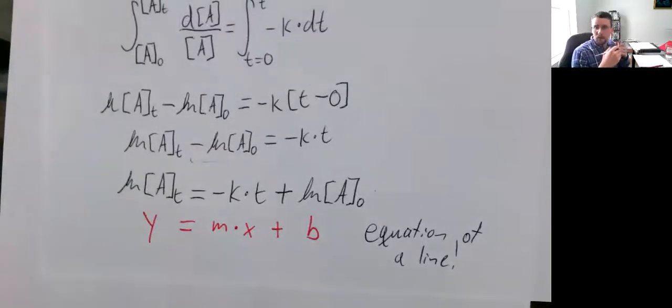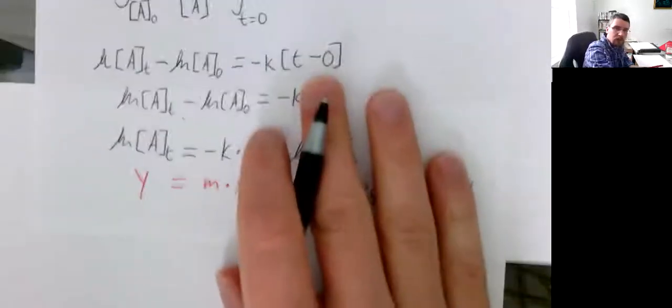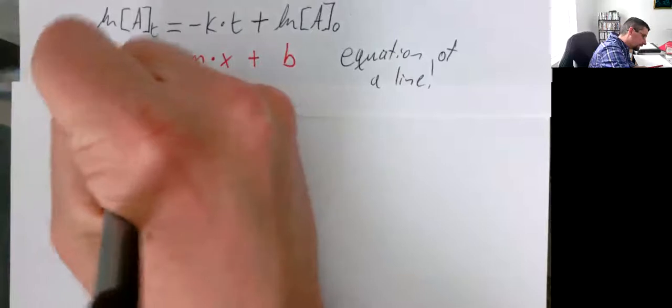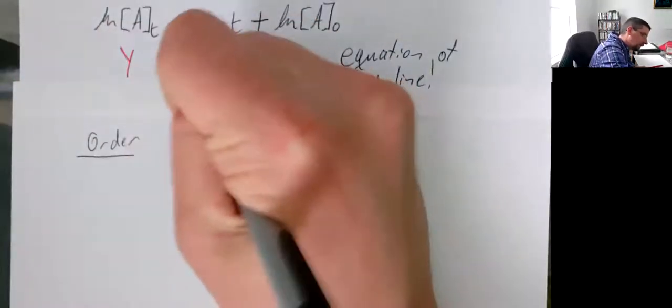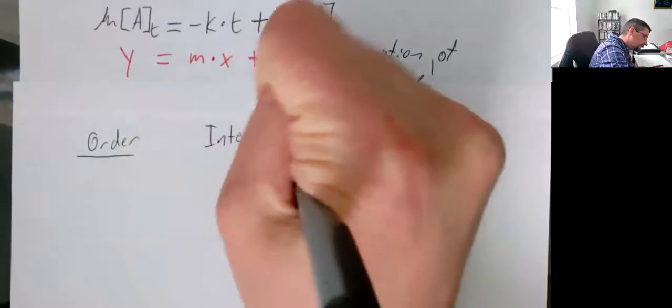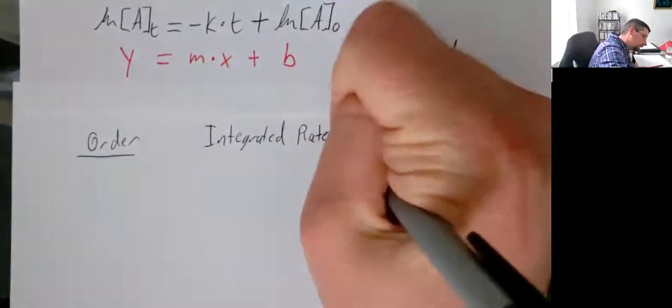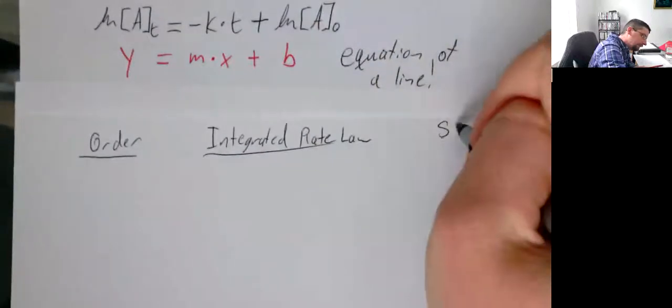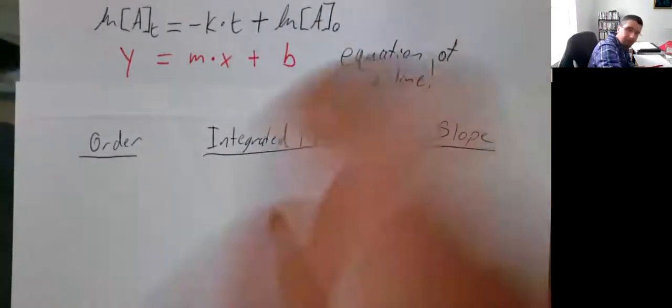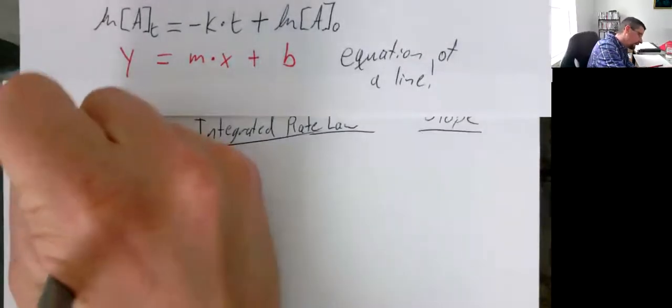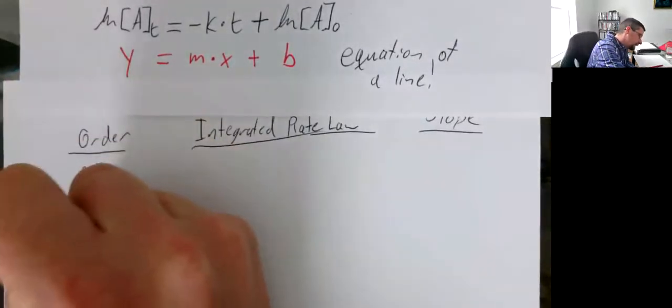So you can have other orders of reactions: 0, first, second, third, and so on. So what do those integrated rate laws look like? Well, in general chemistry, we tend to really only consider 0 to 2. So let's make a table of those. We're going to keep track of the order of the reaction, the integrated rate law, and the slope. Okay, so we have 0th, first, and second.